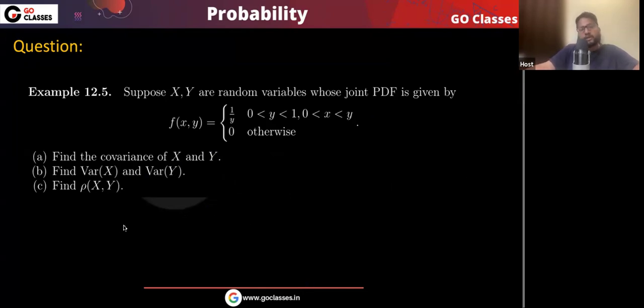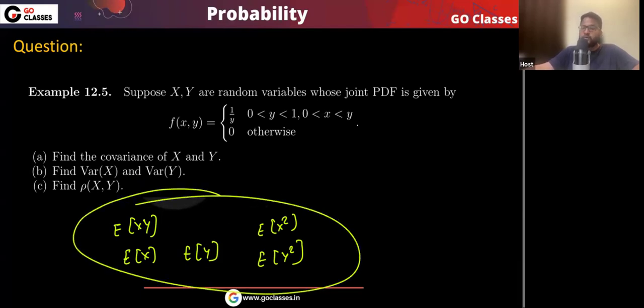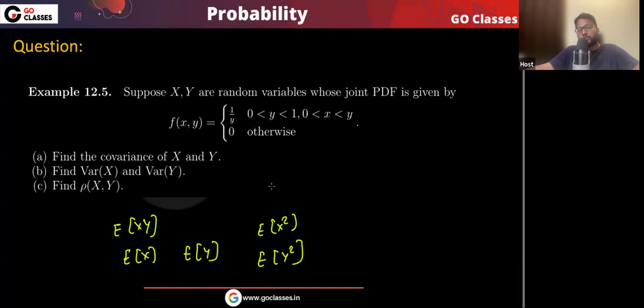So how to find out the covariance? We need to find out the expectation of xy, expectation of x, expectation of y, right? And how to find out the variance? For the variance, you need to find out the expectation of x square, expectation of y square. These quantities you need to find out, right? For the correlation, you need to find out the covariance, which you can do this. So these expectations you need to find out. Once you find out these expectations, then you can find out all of these quantities.